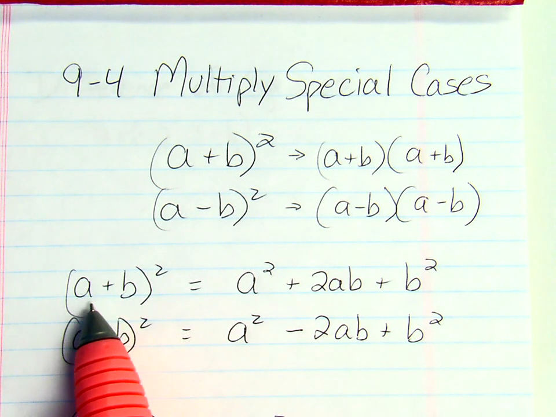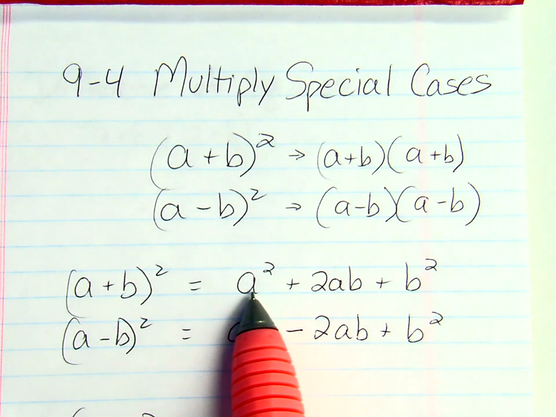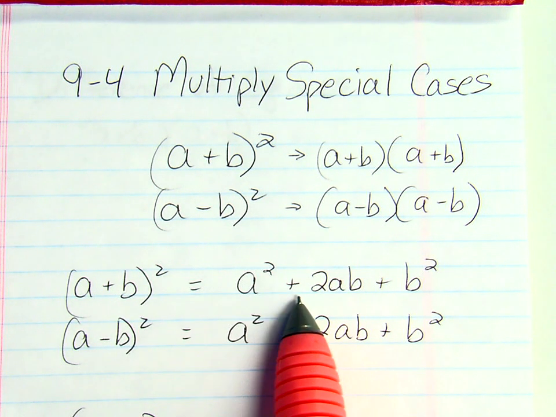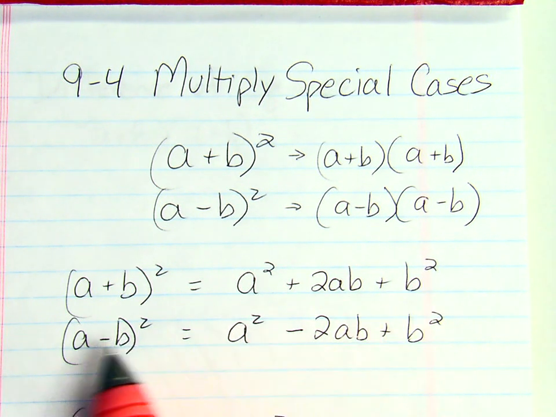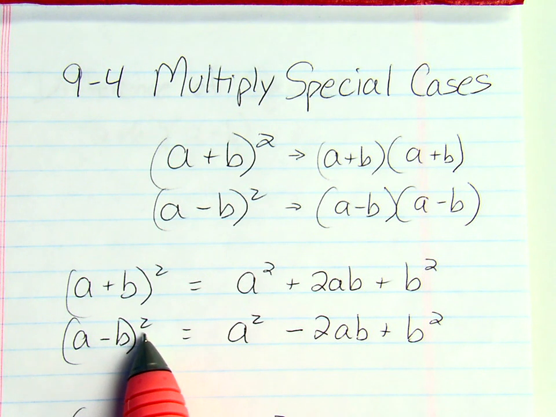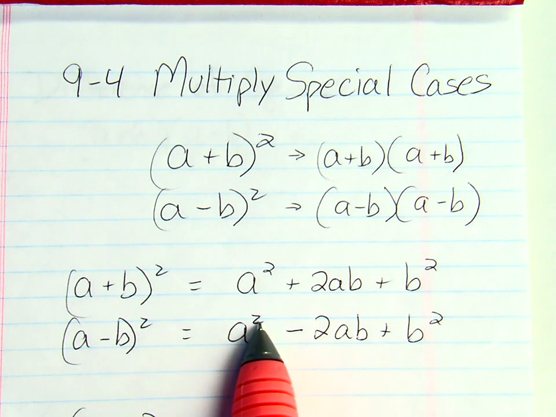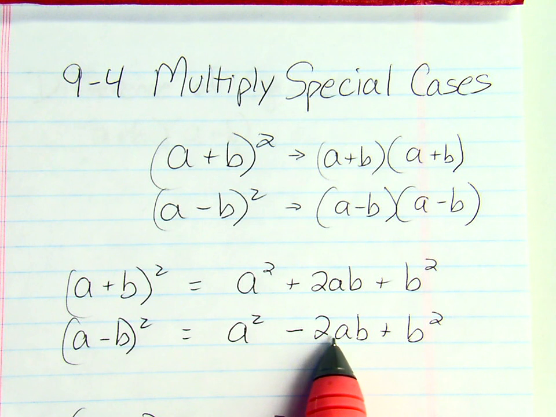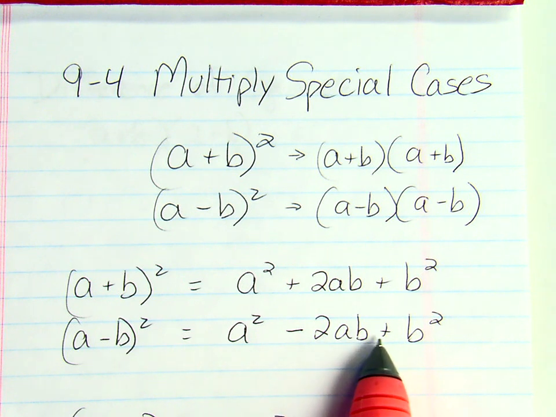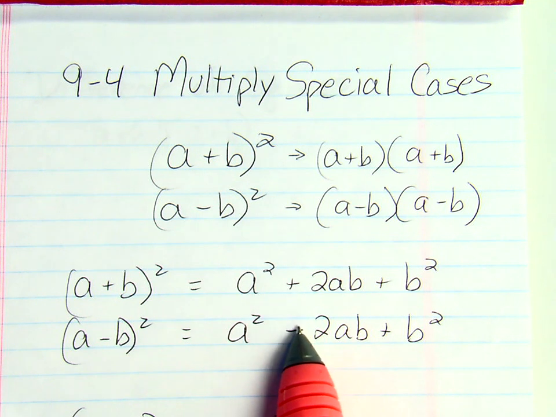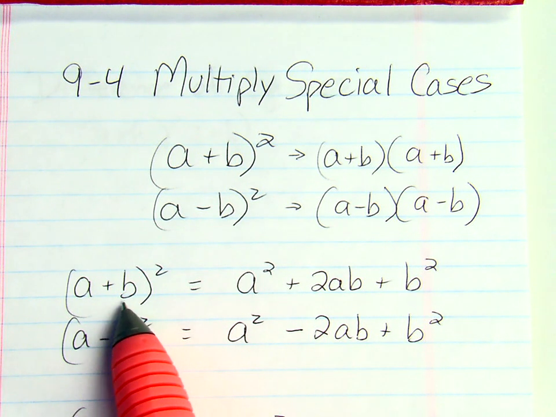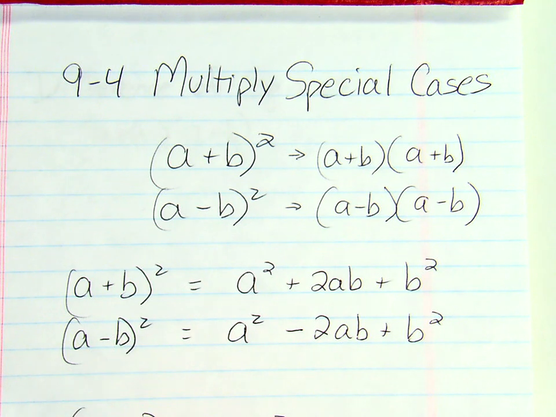So the way it's going to look is, when I have a plus b squared, it's always going to be a squared plus 2ab plus b squared. And if it's a minus b squared, it will be a squared minus 2ab plus b squared. So the only difference here is this sign here that follows whatever sign is here. Okay? So let's go ahead and look at our first problem.